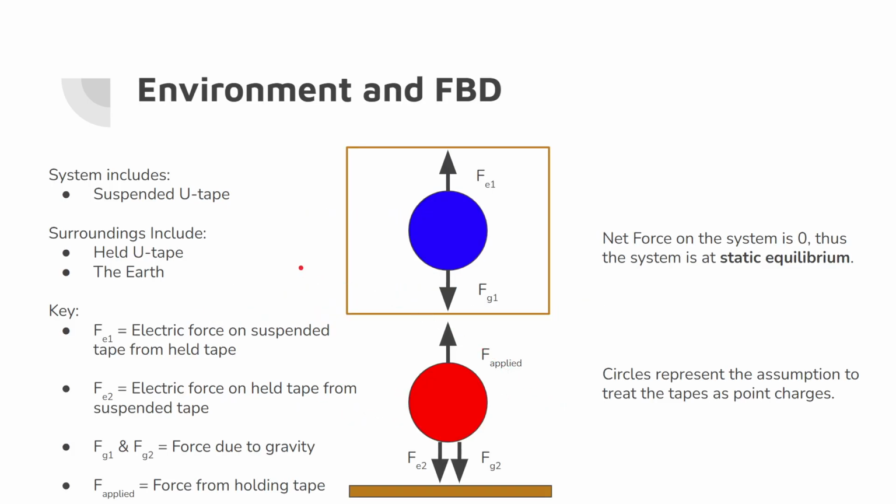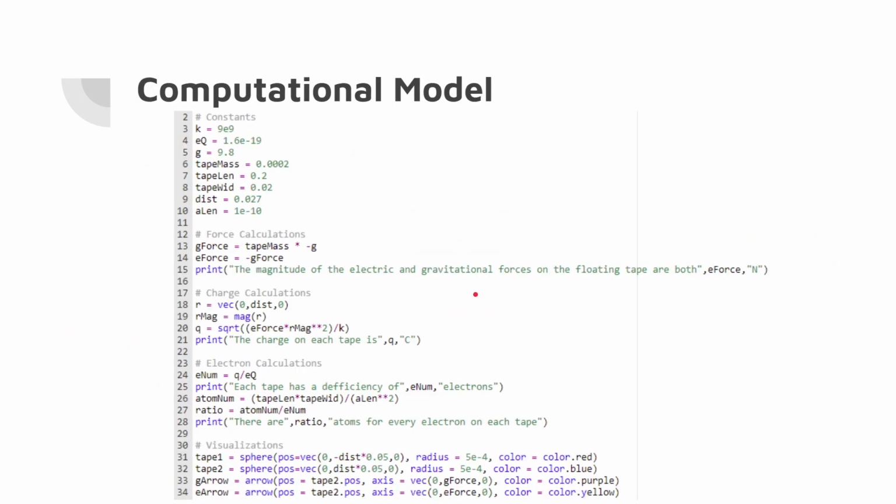So the environment we have here, right? Our system includes the suspended U-tape, and our surroundings include the held U-tape and our big fat planet Earth. So our acceleration due to gravity is seen here, due to the Earth. Our electric force due to this charge here is seen up here, pointing upwards. We know because the system is in static equilibrium that the acceleration is 0, which also means the net force is 0. This is really important, which means that the electric force is equal to the magnitude of the gravitational force.